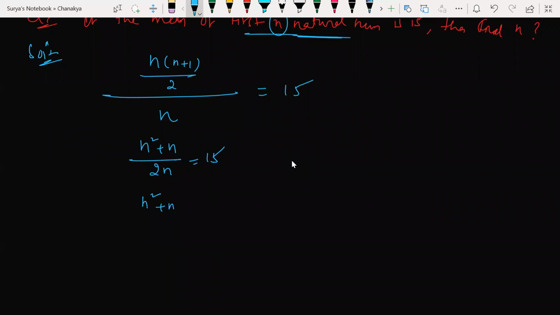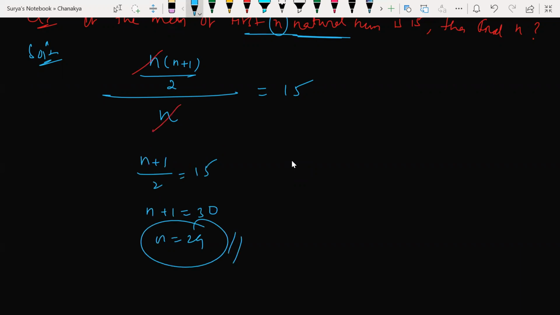You can cancel out straight away here. Here n I can cancel simply. n plus 1 by 2 is equal to 15. n plus 1 is equal to 30. n is equal to 29. How many have you got 29? Sir, I too got 29. Very good. Fantastic.